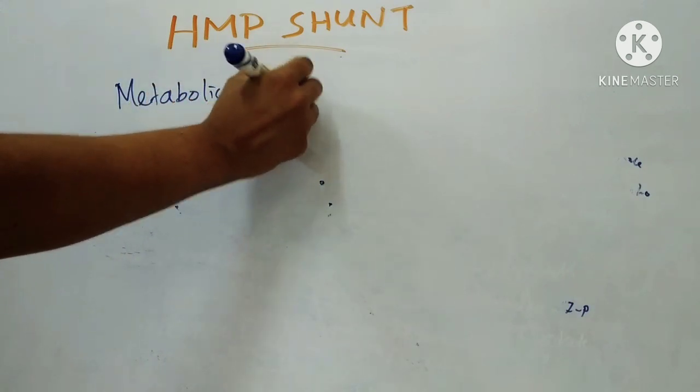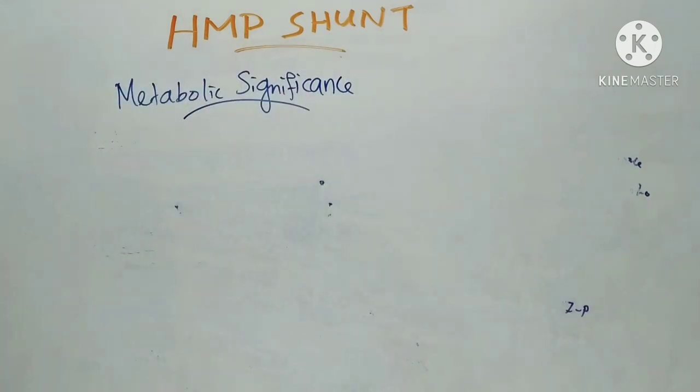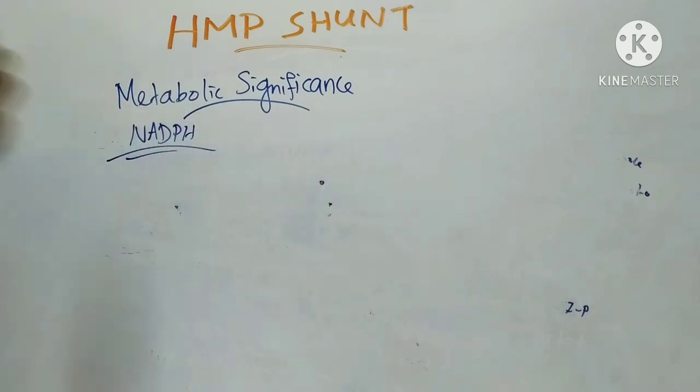coming to metabolic significance, there is formation of NADPH. The NADPH formed in this pathway is used as an electron donor in many reductive syntheses in the body. For example, fatty acid synthesis, cholesterol synthesis, steroid synthesis, sphingolipid synthesis, and also the uronic acid pathway.